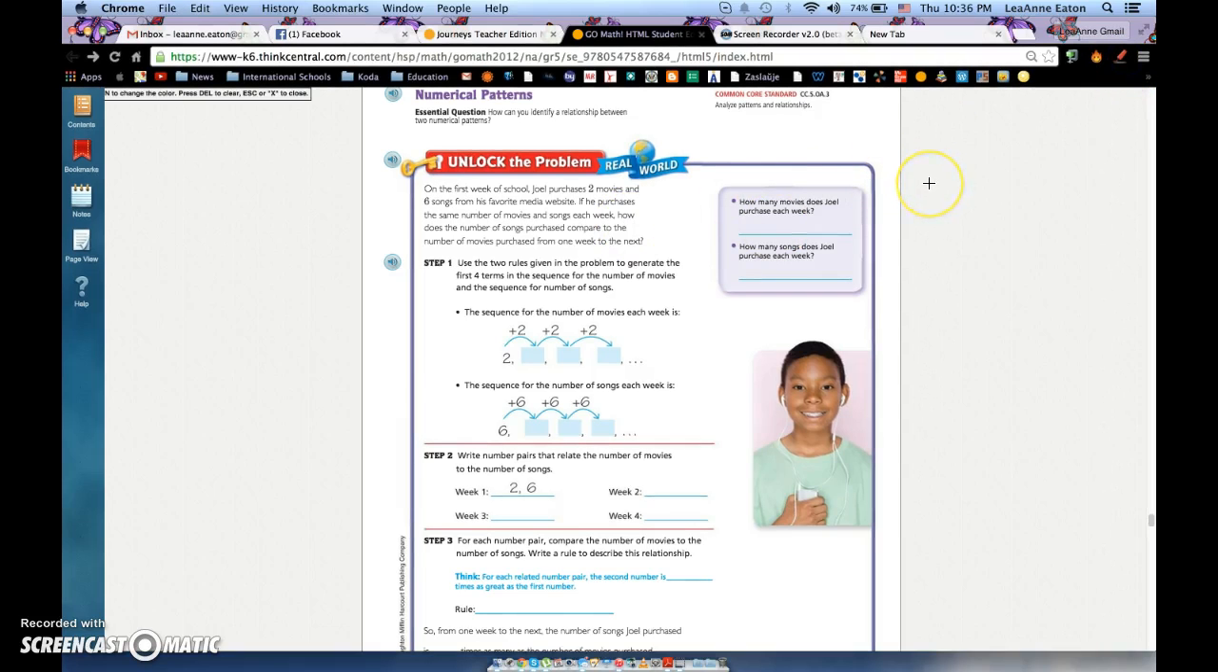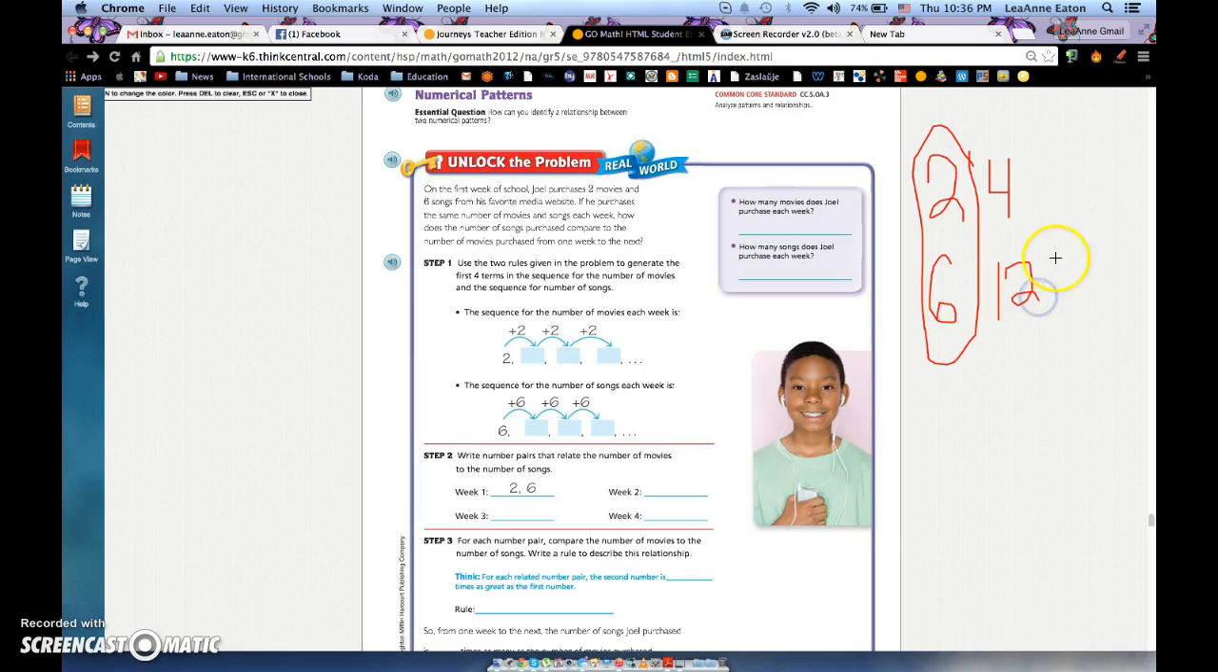So we're going to have 2 movies and 6 songs. So that's our first pair right here. Our second pair, if he continues to do 2 each time, then he's going to have 2 plus 2 is 4, and then 6 plus 6 is 12. So our second pair is going to be 4 and 12. So we can see here, how many movies does Joel purchase each week? He's purchasing 2 movies. And how many songs does he purchase each week?